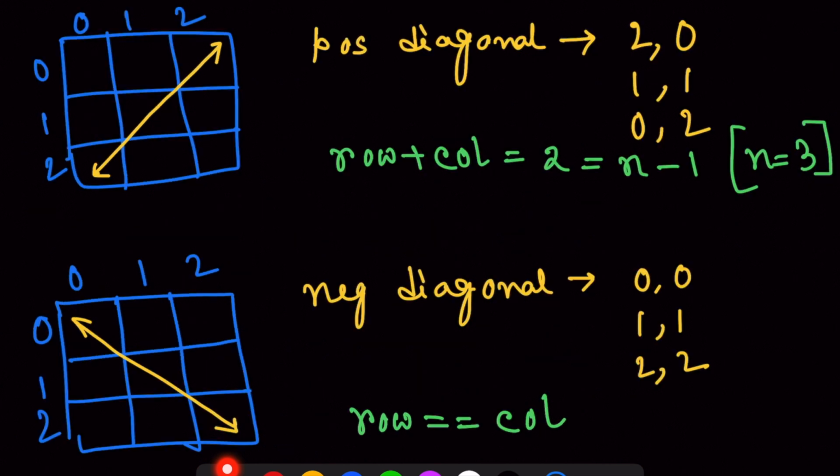How do you check the positive and negative diagonal? So this is the positive diagonal, right? So here you see what are the positive diagonal row column values. This is 2 0, this is 1 1, and this is 0 2. You can take the values in any order, but for any of the cases you see row plus column is 2. That means row plus column is n minus 1. N is 3 here because we have a 3 cross 3 board. What are the negative diagonal cell values? So these are the negative diagonal values 0 0, 1 1, 2 2. That means row equals column for the negative diagonal.